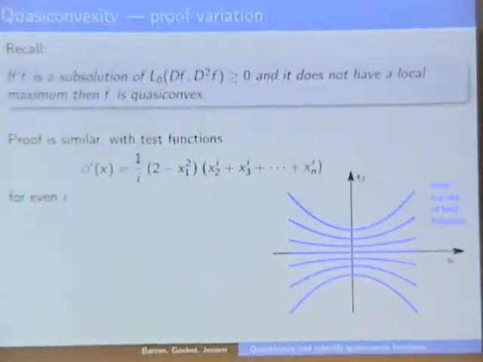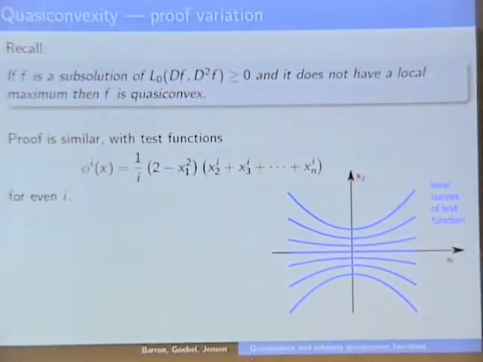I can also very quickly tell you that I did state earlier that if a function does not have a local maximum, and it is a subsolution of this inequality with L0, then the function is quasi-convex. How do you prove it? The whole story is similar, only you have to be more clever about your test functions.